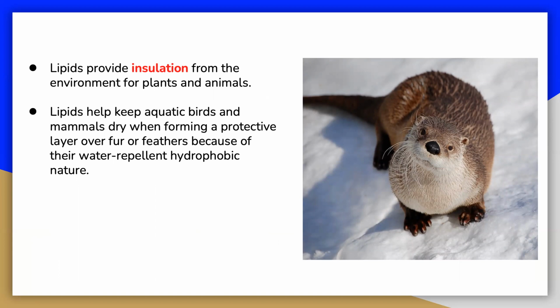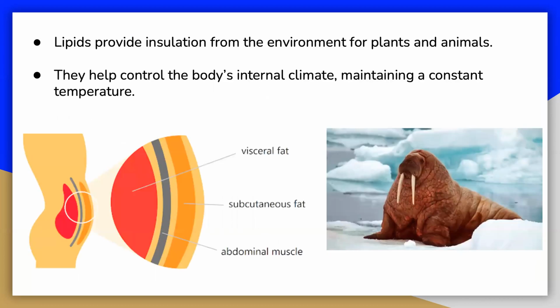Lipids help keep aquatic birds and mammals dry by forming a protective layer over fur or feathers because of their water-repellent hydrophobic nature. Did you know that up to 30% of body weight is fat tissue? Some of this is made up of visceral fat, or adipose tissue, surrounding delicate organs. Vital organs such as the heart, kidneys, and liver are protected by visceral fat. The composition of the brain is outstandingly 60% fat, demonstrating the major structural role that fat serves within the body.